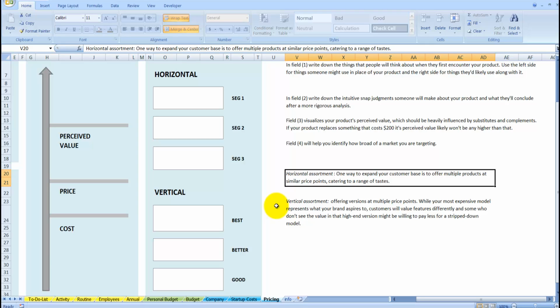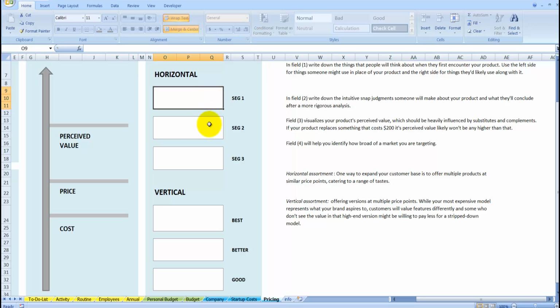So horizontal assortment, or the segment as I called it: one way to expand your customer base is to offer multiple products at similar price points, catering for a range of tastes. Okay, so at this horizontal segment we're targeting the taste of our customers. Let me go back to that mobile phone example. I can have 3 different mobile phones here, even though my company might be called mobile manufacturer company A. I have model A, model B and model C, which are similar but different when it comes to price. However, they will differ in, for example, the looks and everything else.